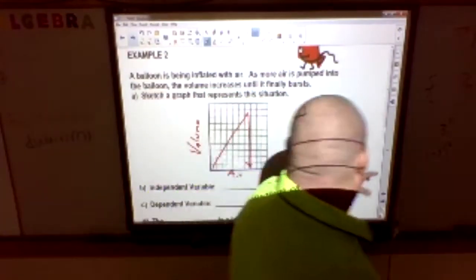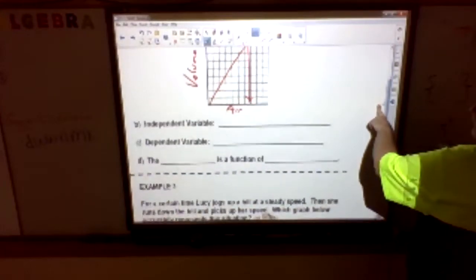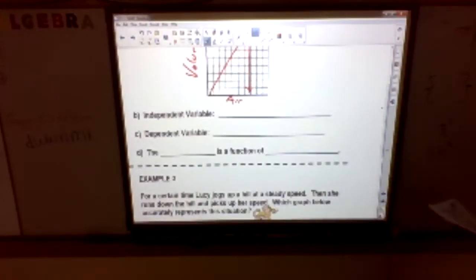So looking at this graph here, I want you to see if you can answer questions B, C, and D. So go ahead and pause it, answer questions B, C, and D, and then come back and we'll see how we did.